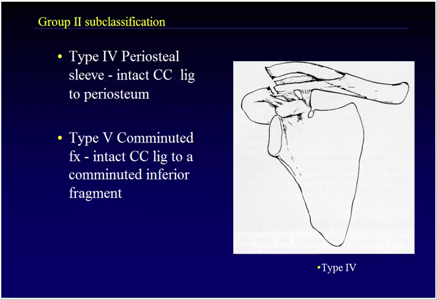This is the diagrammatic representation of that. And then the type 5 fractures, where you have a comminuted fracture with an intact coracoclavicular ligament to a comminuted inferior fragment. So it's basically the equivalent of the physeal sleeve injury with a mature ossified bone.